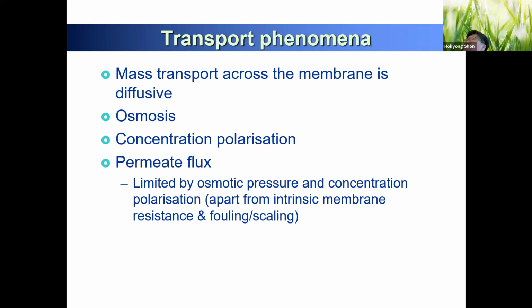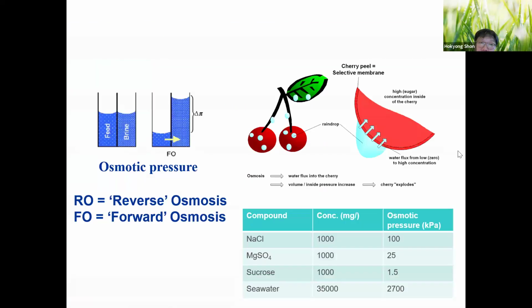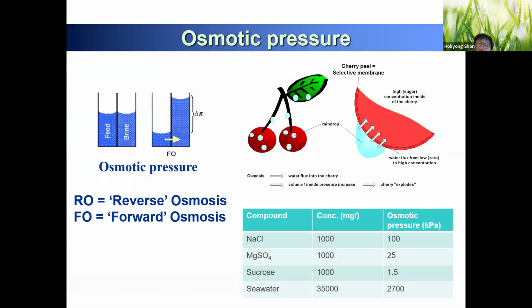Then you need to understand osmosis. What's the osmosis? And the concentration polarization. What's the concentration polarization? And what's the permeate flux? You need to design. So that's how we have to think about designing detailed seawater desalination. This is a little bit different from your microfiltration, ultrafiltration, membrane bioreactor design. So let's think about this one.